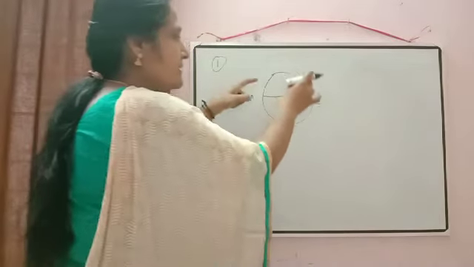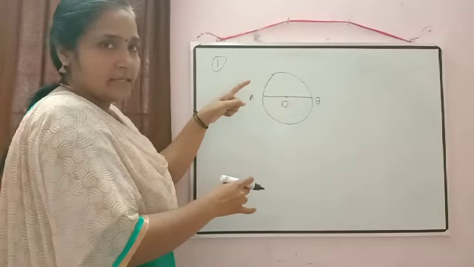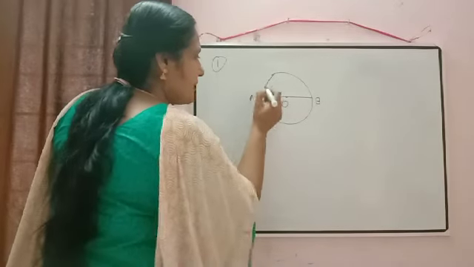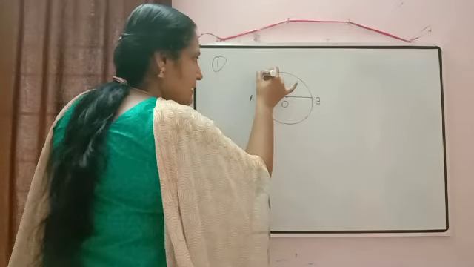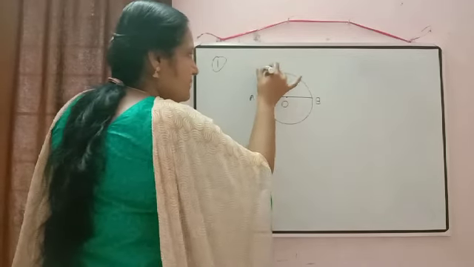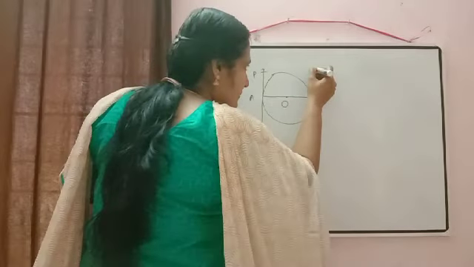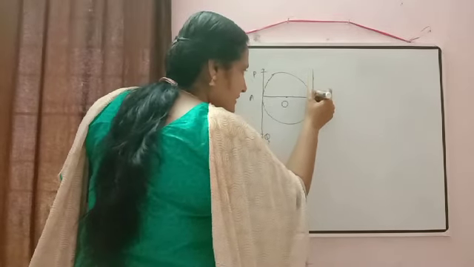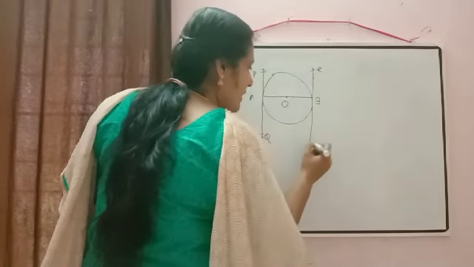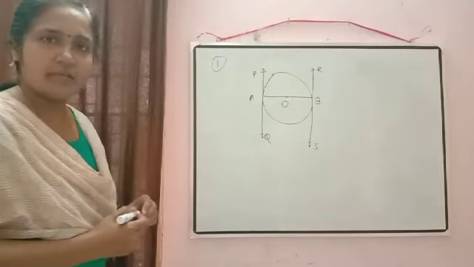If a point is on the circle, then we can draw only one tangent at that point. So how will we draw the tangent at the point A? Obviously the tangent will come in this way only. Correct? We can name this tangent PQ, and the tangent at the other end of the diameter we can name RS. So this is the diagram for this question.